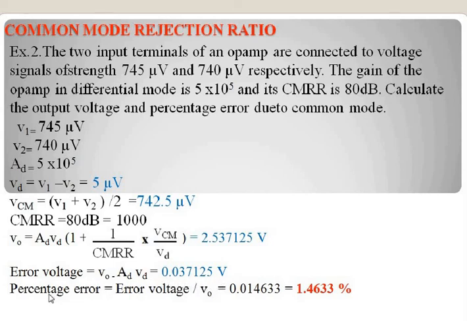To find the percentage error, divide the error voltage by the output voltage. So you will get 1.4633%.